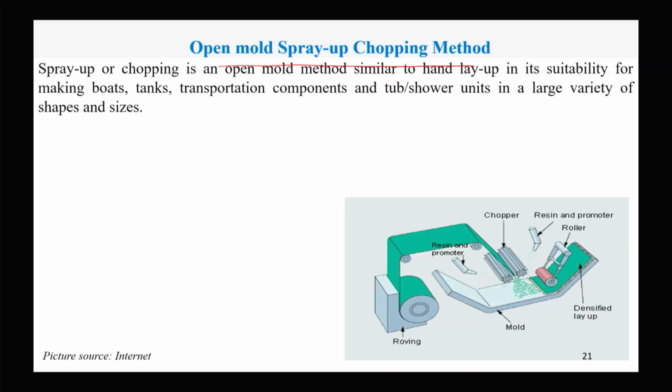Chopping takes place during the spraying. So here the chopper is there. The roving sheet is coming in a green color as shown, and then it's chopped by the chopper into small pieces. From both sides, the resins are sprayed on the chopped fiber, and then through the roller it is evened out. So this is the system.